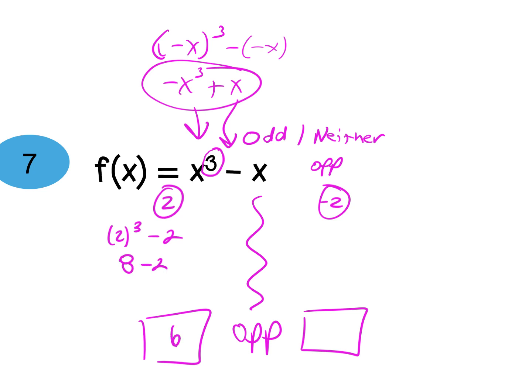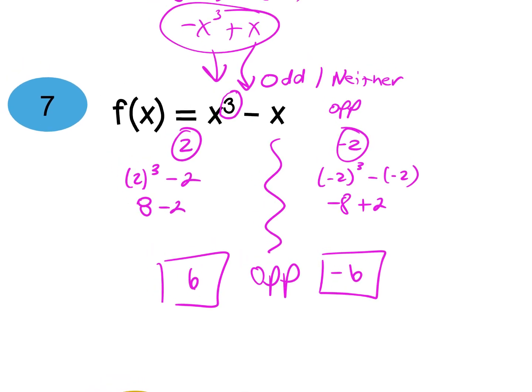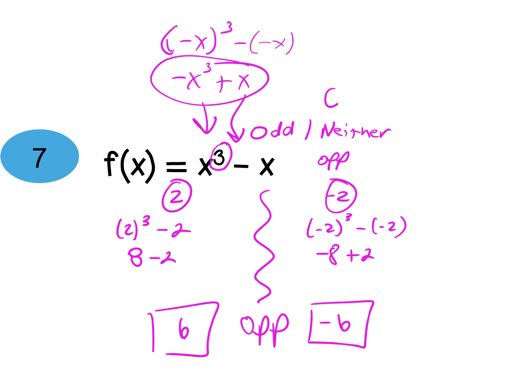Now I'm going to do the exact same thing over here, and I'm going to plug in negative 2. What's negative 2 cubed? Negative 8. Minus the negative is plus 2, right? What's negative 8 plus 2? Negative 6. Are those two numbers exact opposites of each other? So your function is therefore odd. That trick will work every time. It is so much easier to use numbers than it is to use x and negative x.